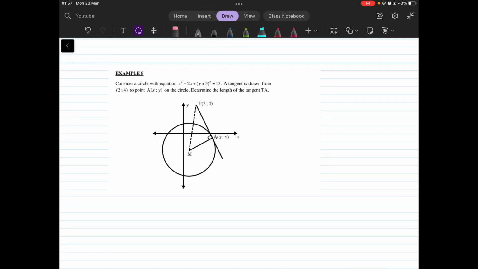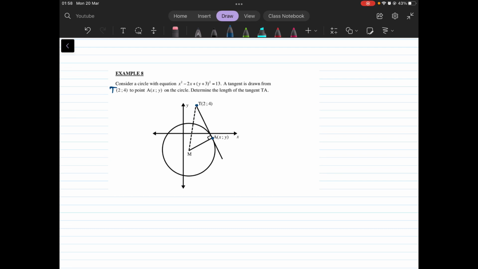In this video, we are looking at this example 8 where we are required to consider a circle with the equation as provided there, and we are told that a tangent is drawn from point T to point A. That is our tangent. The coordinates of A are not given on the circle, and we are required to determine the length of just TA.